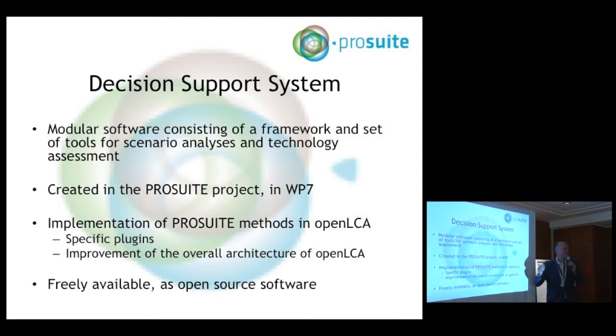And for the introduction, you have heard the term several times now already. Decision support system in ProSuite means modular software that consists of a framework and of tools for scenario analysis and technology assessment. It is created in the ProSuite project, and we implemented this in ProSuite in OpenECA, which is an open source lifecycle assessment software that we have developed since some time already, and created specific plugins there, but also improved the general architecture of OpenECA in the course of the project. And this is all freely available as open source software, as I will show you in the end.